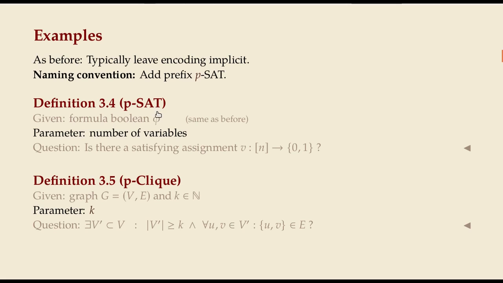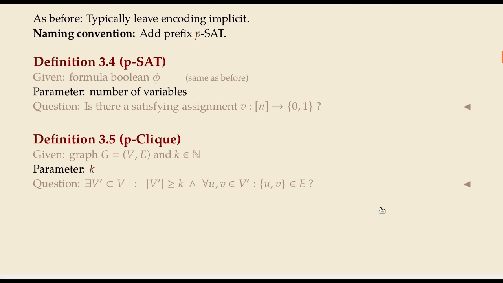So p-SAT, if I don't write anything else, is parameterized by the number of variables. And we've already discussed this a bit. There are different choices for the parameter, but this is one version. And for the clique problem, we can parameterize by the k that's given. Recall the clique problem: we're given a graph and some number k, and we ask whether there is a subset of k nodes so that any two are connected by an edge, and k is just the parameter that we ask for.